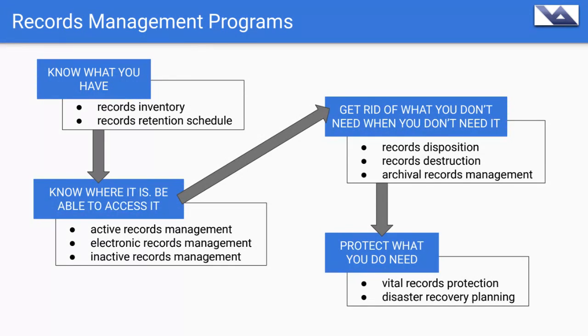If you know what you have, that's great, but if you don't know where it is, it kind of negates that whole purpose. And then you want to be able to access it, which can include things like having an active records management program, knowing which of your records are active and where they're at, understanding that there are electronic records involved in that, and then also knowing that inactive records management is a thing. If you have records that you have to keep for retention, but they're not actually being used, those are inactive records, and you still have to keep them per the retention, but also knowing where and how you can access those. And then getting rid of what you don't need when you don't need it, which includes things like records disposition and records destruction.